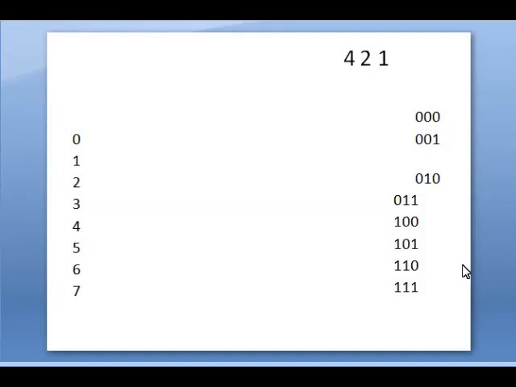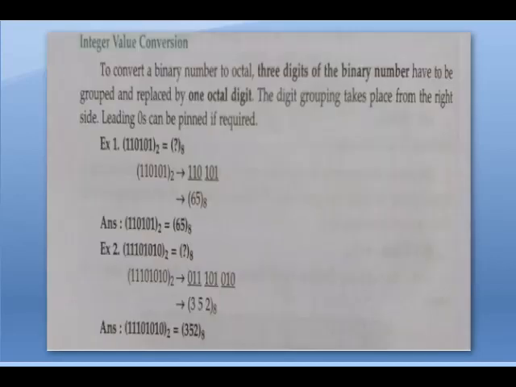Now students, here we are going to see how to convert this binary value to octal. To convert a binary number to octal, 3 digits of the binary number have to be grouped and replaced by 1 octal digit. The digit grouping takes place from the right side. Leading zeros can be appended if required.